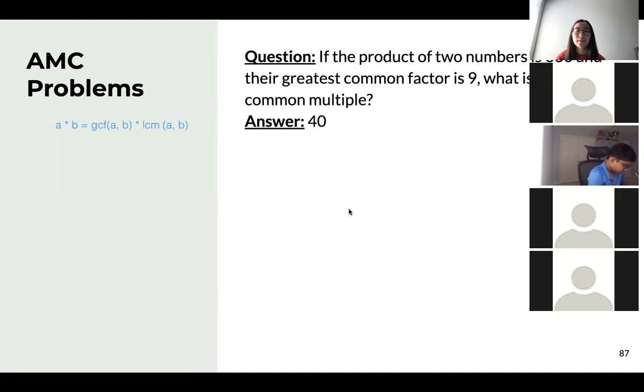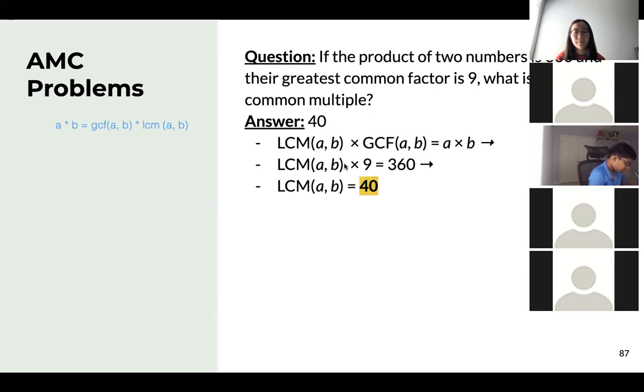Yeah, great job. So the least common multiple is 40, because you can see A times B equals 360 here, and you replace the greatest common factor with 9. So basically, what times 9 equals 360? That'd be 40. Same explanation here.